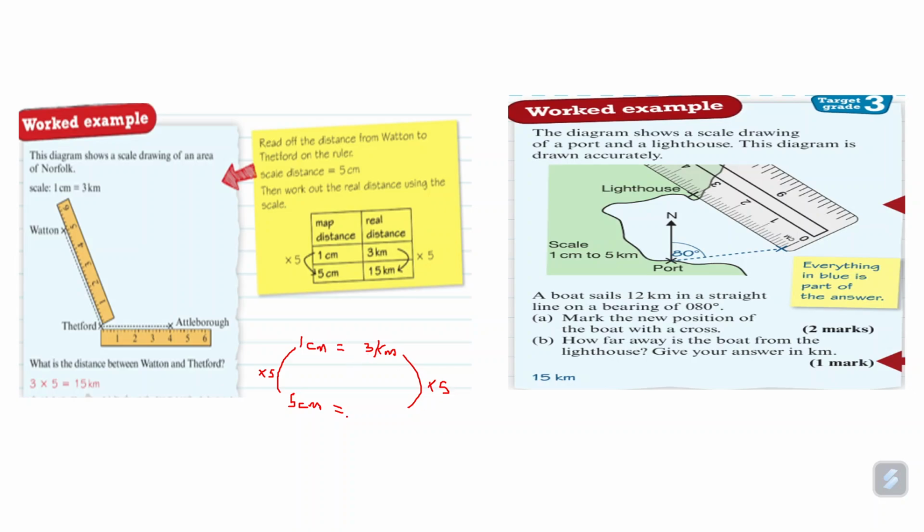So 3 times 5 will give us 15. So in a real life situation, the distance between Watton and Thetford is 15 kilometers. So let's move on to the next slide.